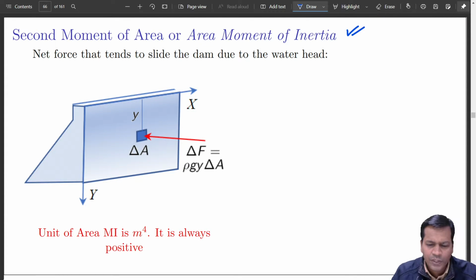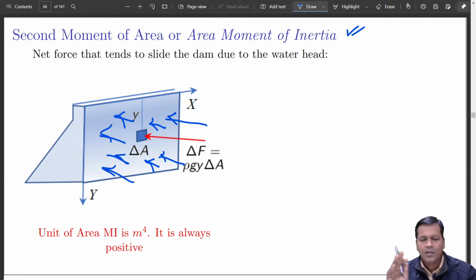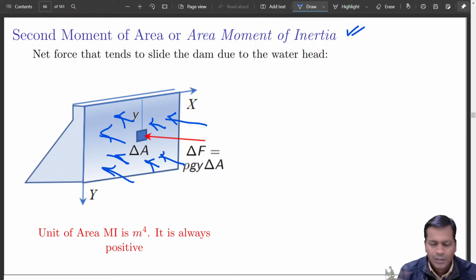So the first picture, if you remember, I have shown you a dam that was flooded with water, and water was acting from one side of the dam. The picture was something like this. All the water applies pressure on this surface from wherever you have the water interface. So this dam is holding the water in place. Now let us consider this example and try to understand why second moment of inertia, area moment of inertia, is so important. So let us begin.